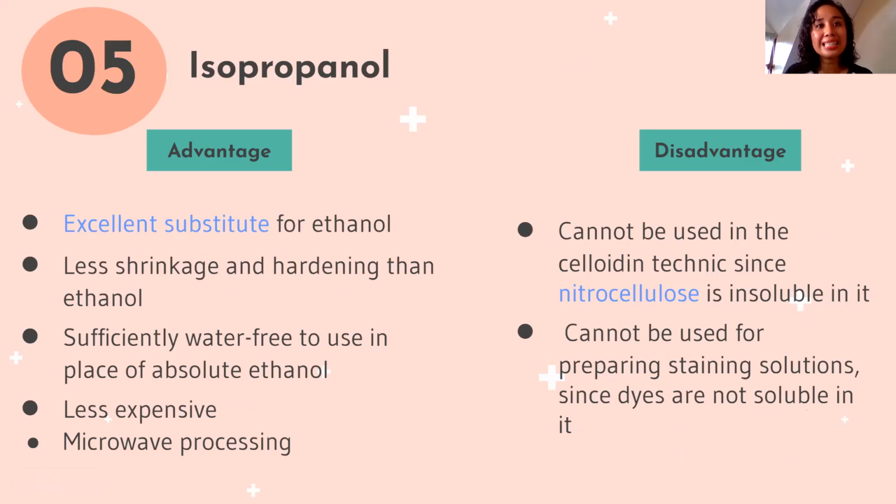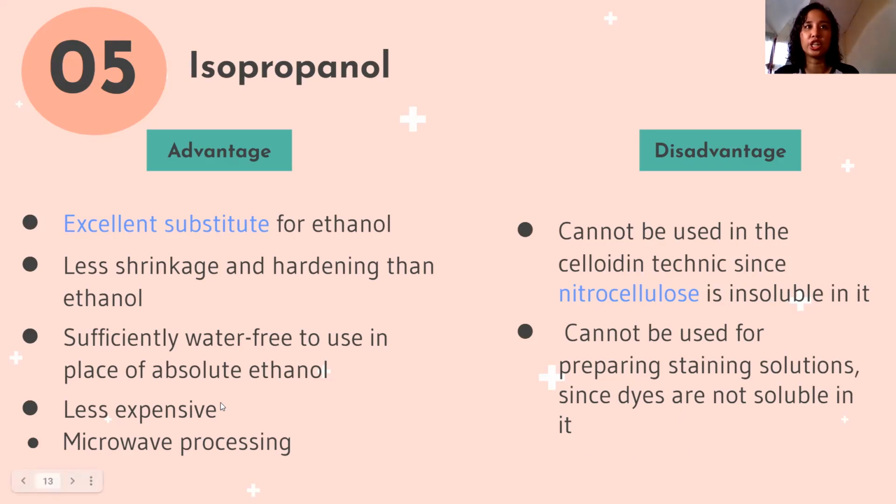Isopropanol, sabi niya excellent substitute for ethanol because this is cheaper than other alcohols. It's less expensive. It's good. Ito, microwave processing. Nakita ko sa isang mga review notes. However, other resins that you could use aside from paraffin, guys, is nitrocellulose. However, hindi po pwedeng gamitin ang nitrocellulose resin sa isopropanol. Okay? It does not work well with dyes.